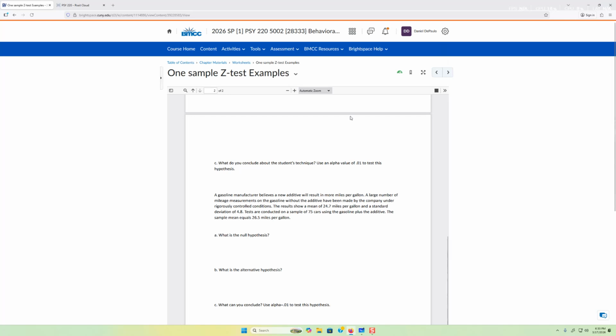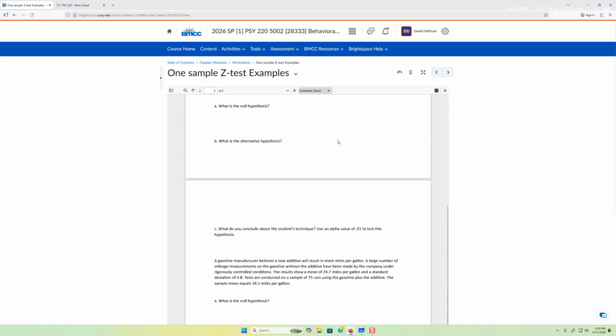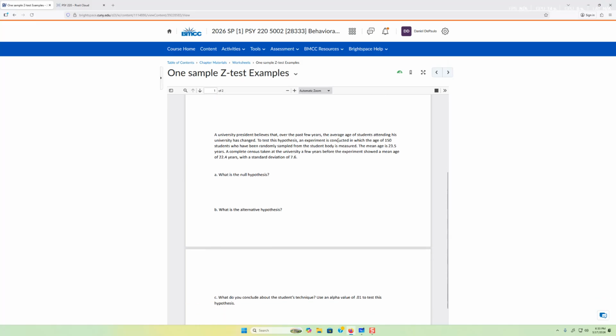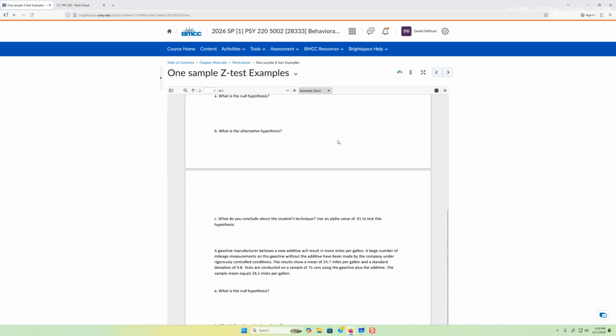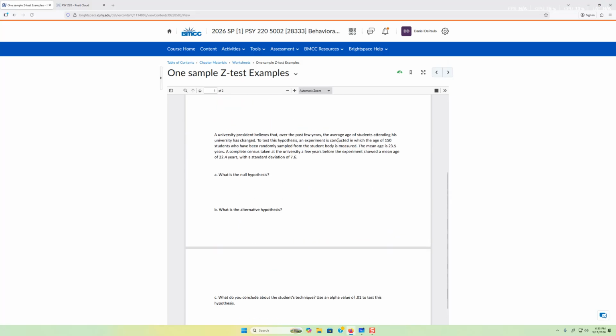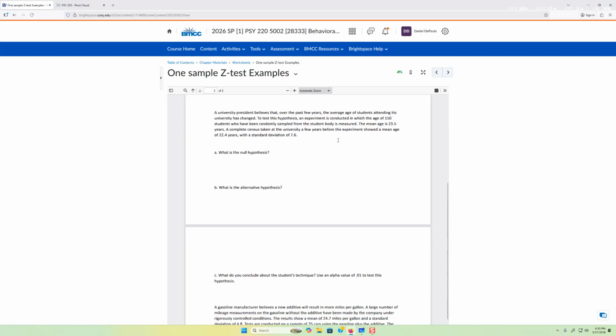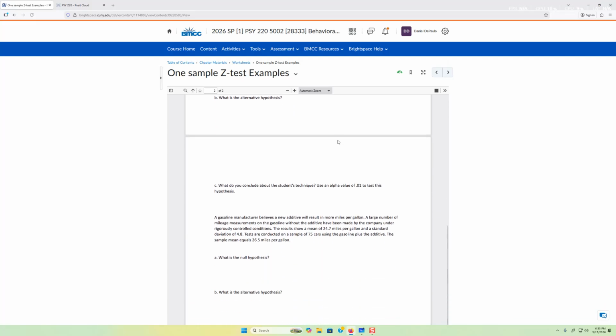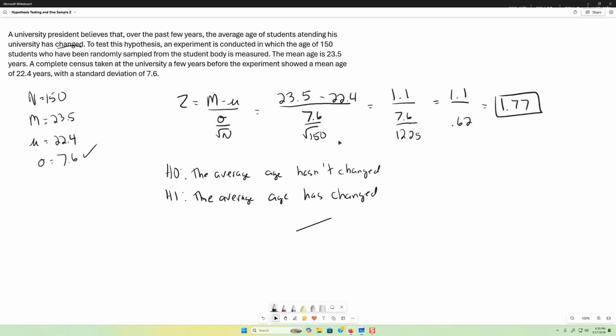Oh, wait. No, that's not, it's a different problem. No, we're using 0.01 to test this hypothesis. 0.01 this time, and we're using 0.01 two-tailed. So the critical value for 0.01 two-tailed or non-directional is equal to plus and minus. Two-tailed means two critical values, plus and minus 2.58.